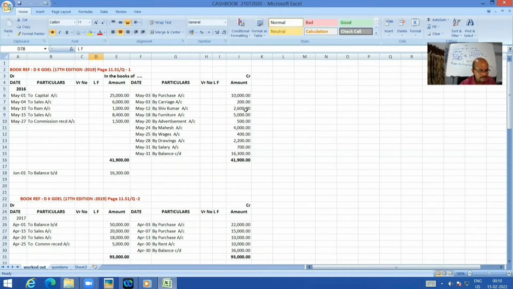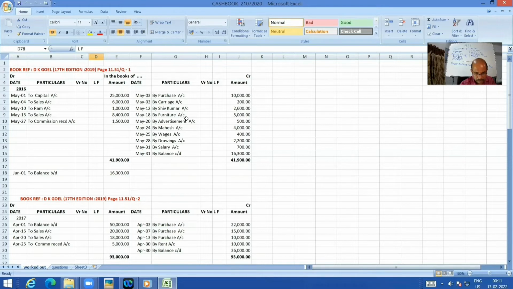Cash to sales. Never write cash to cash sales. Cash to sales. There may be cash sales or credit sales. Credit sales, of course, doesn't get qualified in a cash book. Sales only, right? Cash to sales 8,400. Purchase furniture for cash for office 5,000.